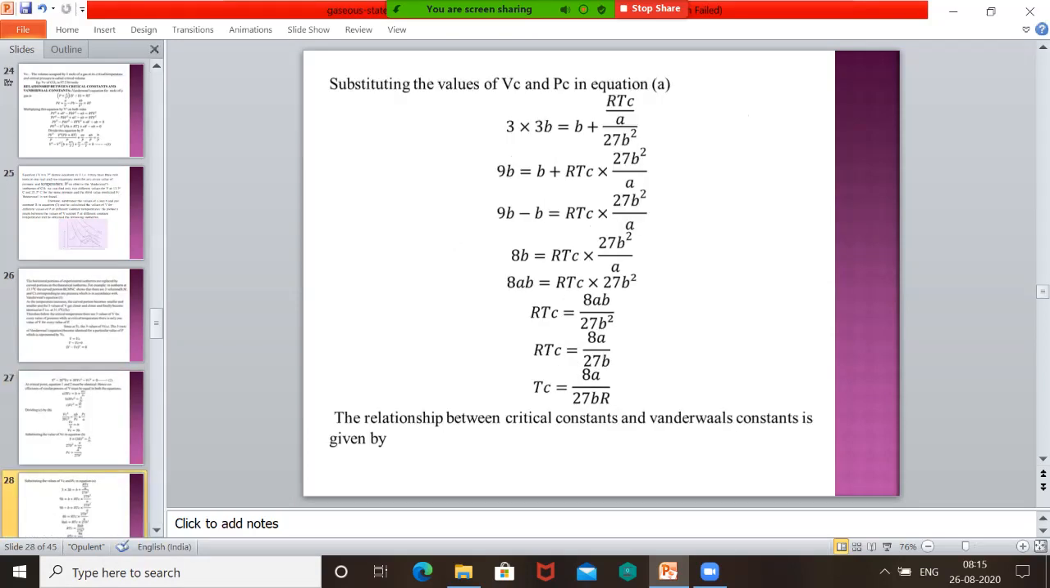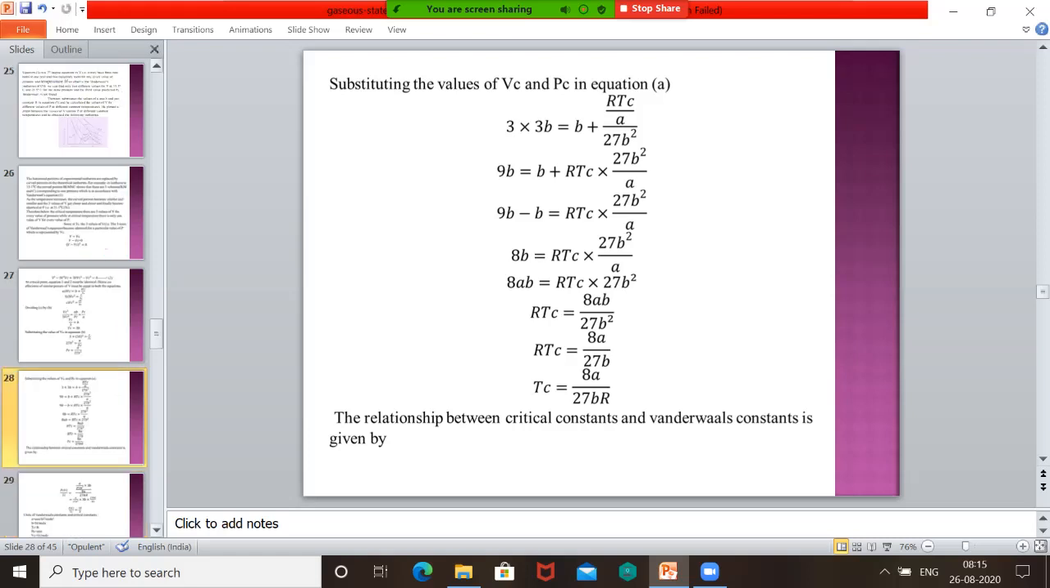Similarly, we substitute Vc and Pc in equation 1. 3Vc is equal to b plus A by RTc. So when we are substituting, 9b is equal to b plus RTc into 27b squared by A, this becomes reversed. So here 9b minus b is 8b is equal to RTc, 27b squared by A, or 8Ab is equal to, multiply A with this, RTc into 27b squared, or Tc is equal to 8A by 27Rb squared. That is the critical temperature.